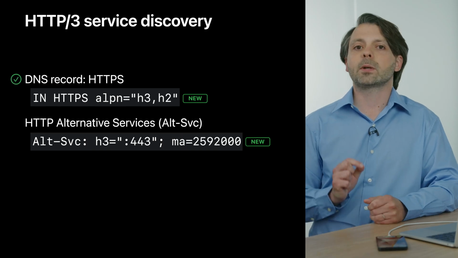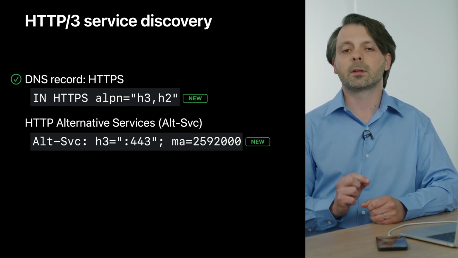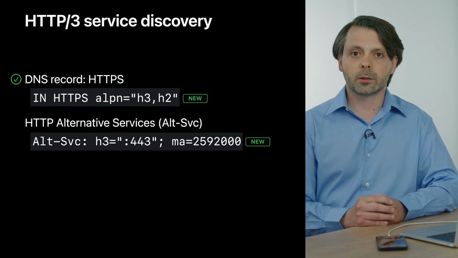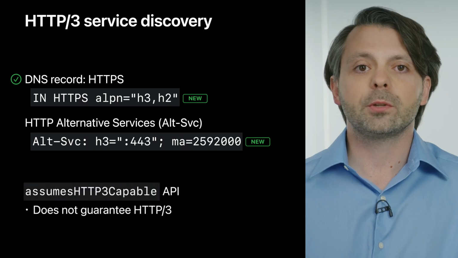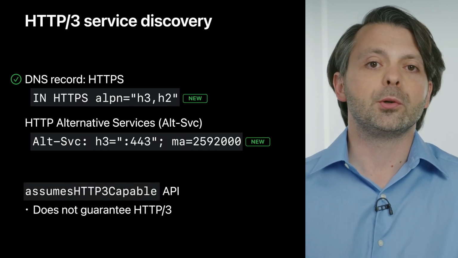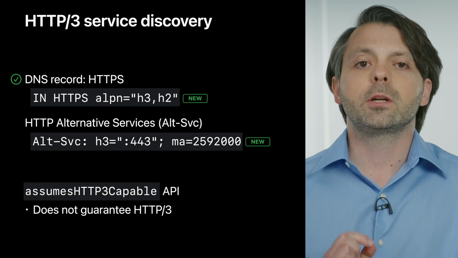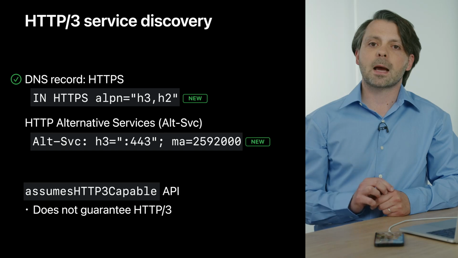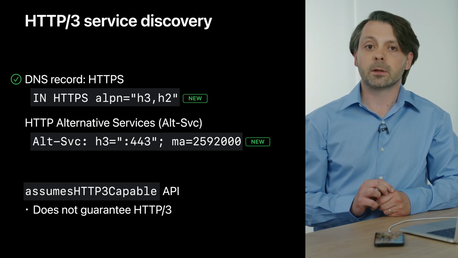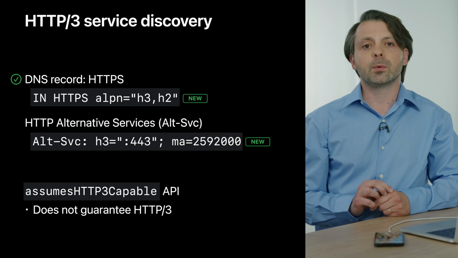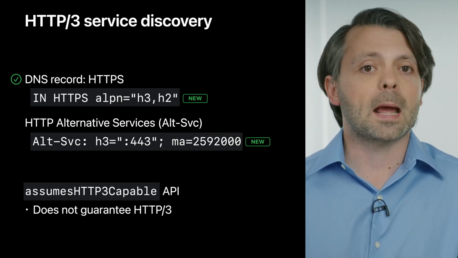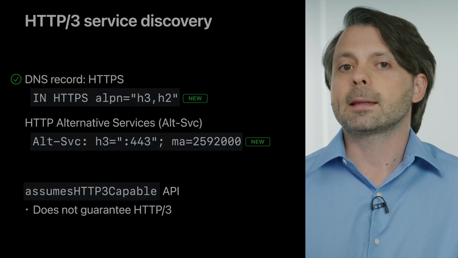The advantage of the DNS record is that since the information is in DNS, an HTTP3 connection can be established the very first time your app tries to contact your server. When you know that your server supports HTTP3 and you would like to speed up the discovery process, you can use the assumesHTTP3Capable property. This allows the HTTP stack to assume that you have an HTTP3 server, but does not guarantee that HTTP3 will be used. Networks may still block HTTP3, or your server may not actually support HTTP3. In that case, we'll fall back to HTTP2.